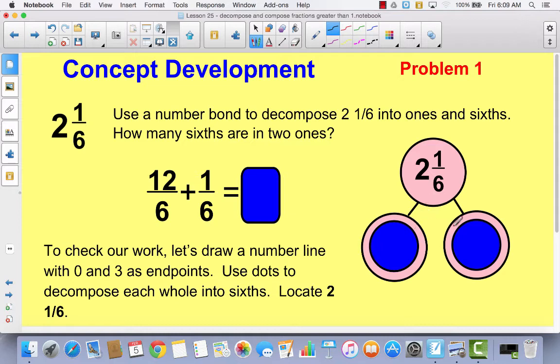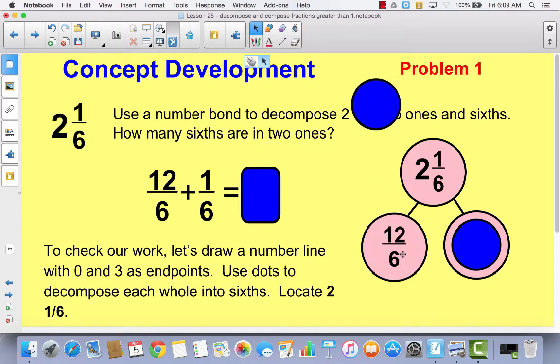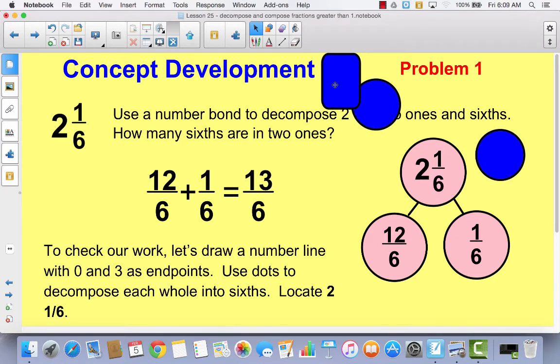And we're going to divide this into two parts. We're going to divide it into how many parts we can make into a whole and then what's left over. So if you think about sixes for just a minute, it takes 6 sixes to make a whole, and if you've got 2 wholes, then that would be 12 sixes. So that's what we're going to put right here in this number bond, 12 sixes, and then you would have 1/6 left over. If you added these together, that will give you this improper fraction of 13 sixes. So this is the strategy that we're going to use to go from this mixed number to an improper fraction.